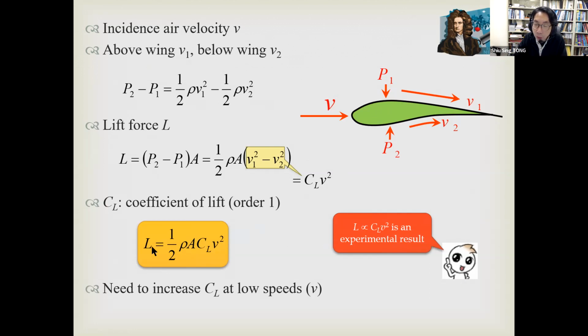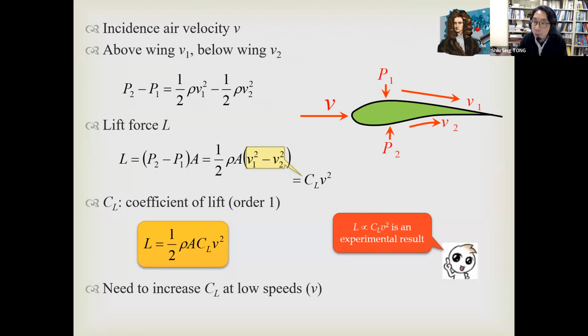Now, because for an airplane, the lift force must always balance the weight of the plane, right? Otherwise, the airplane cannot fly. So the lift force must be at least equal to or larger than the weight of the airplane. Otherwise, it will fall down.